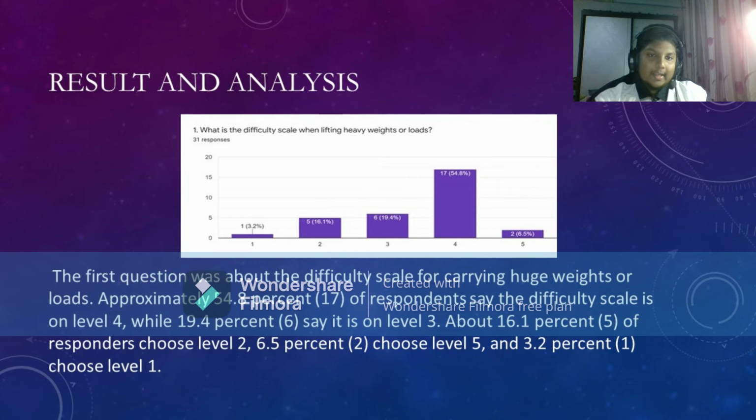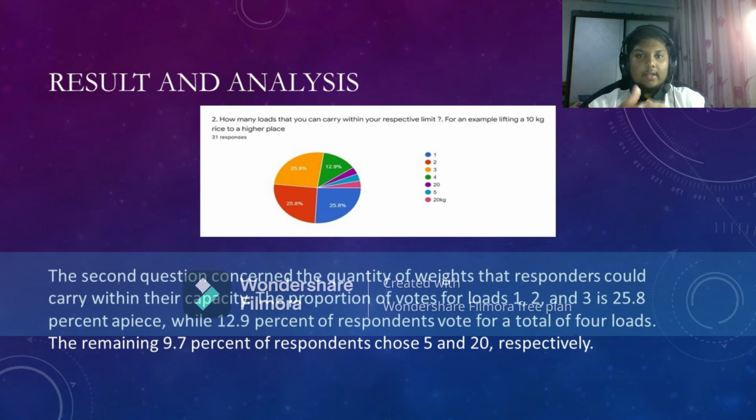The second question relates to the amount of weight that the respondents could carry within their capacity.